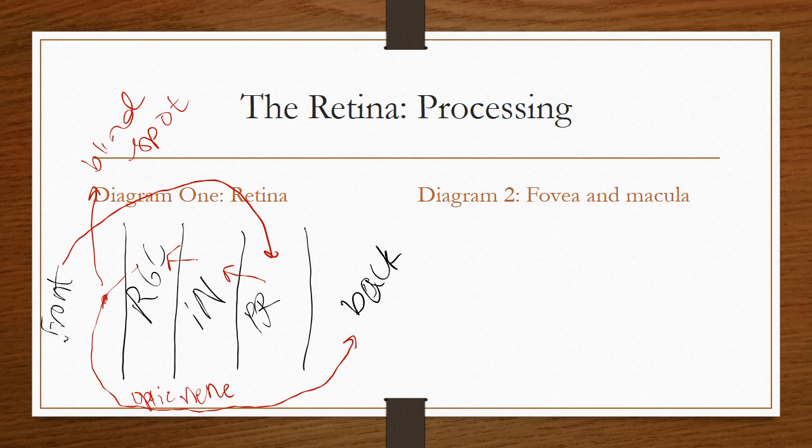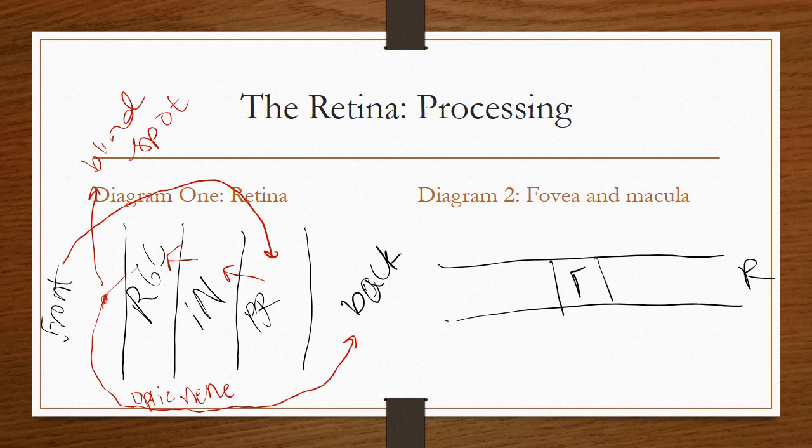And so now let's look at the fovea and the macula. So basically what happens is that say this is the retina, this whole thing. Then in the very middle, this is the fovea. And then at the sides, these are the macula.